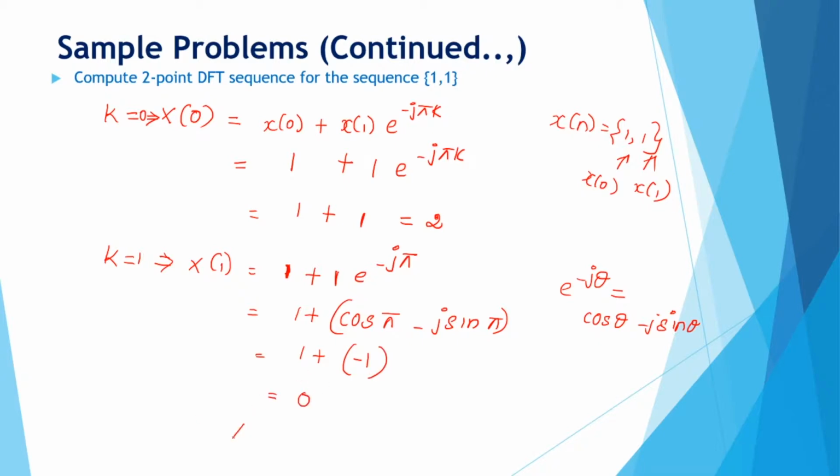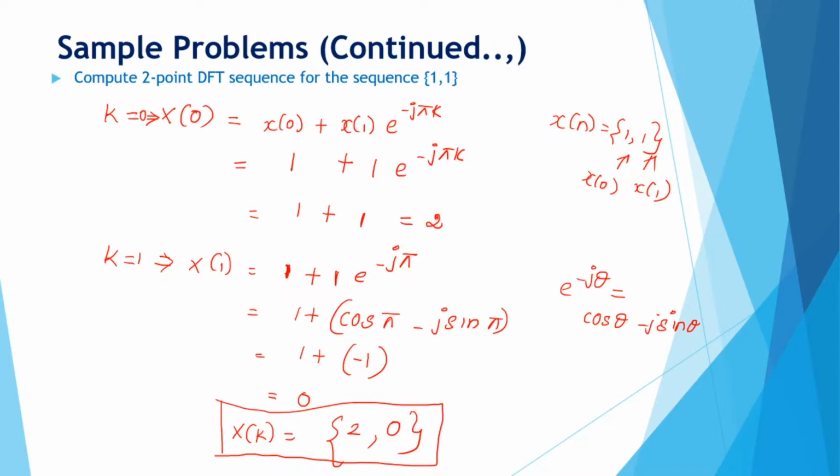So finally, when I write my X of k, for k equal to 0 it is 2, and for k equal to 1 it is 0. This is my final 2-point DFT sequence for the given x of n.